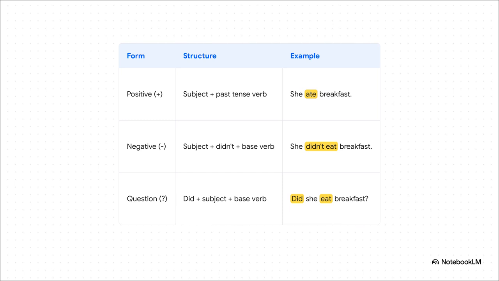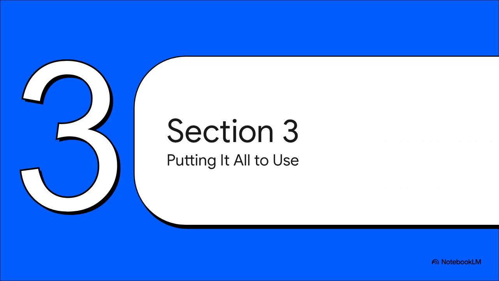Just look at how this works. So normally you'd say, she ate breakfast. But the second you bring in your universal key, didn't or did, the main verb gets to relax. It goes right back to its original form, eat. So it becomes, she didn't eat. And did she eat? See? That little key does all the time travel work for you. It's awesome.